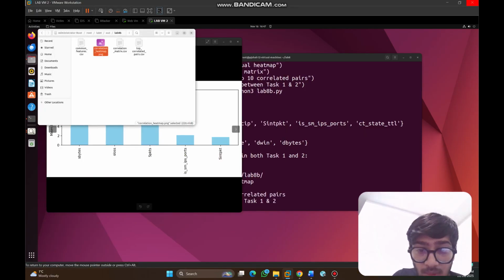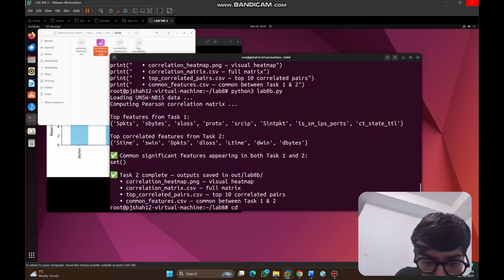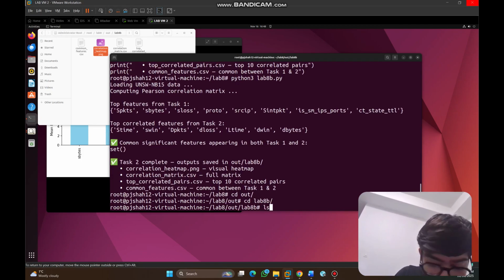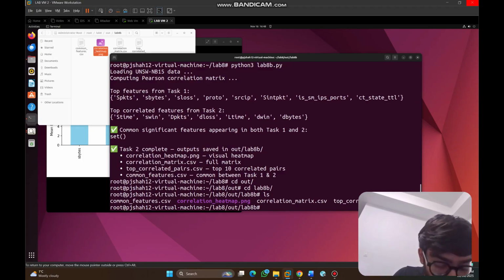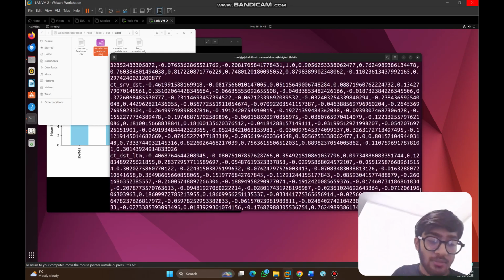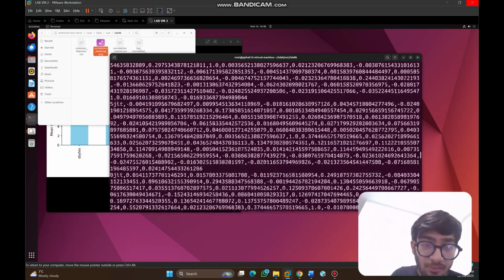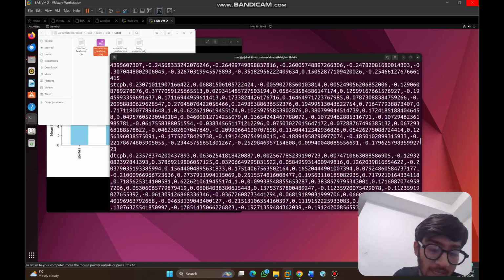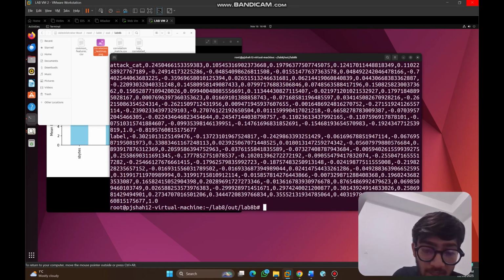So this is from the heat map, and then again we need to go into cd out, cd lab8b, and then ls. So first we're gonna go to correlation_matrix. Yeah, this is the file. The CSV contains the Pearson correlation values for each feature pair. It allows analysts to identify redundant or highly related variables that may impact the clusters.